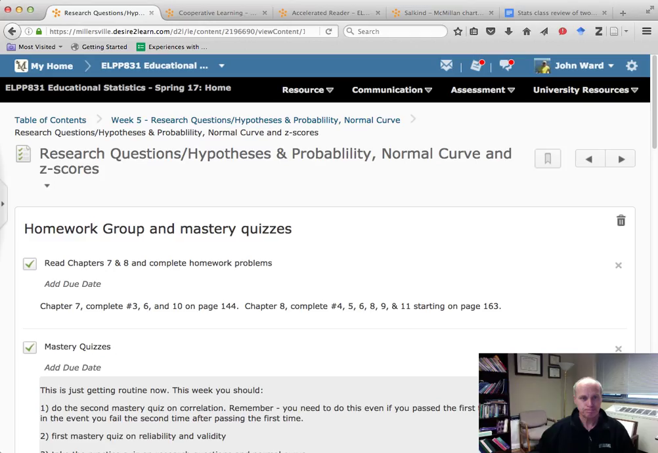So the Research Questions Hypothesis chapter borrows a lot of the same content that was in Creswell. And the Probability and Normal Curve chapter is going to get into some concepts that we've already been discussing related to effect size. And so even though there's two chapters, I think you're going to have a little bit more background knowledge on these chapters, and so we'll be able to do two in 1 week.